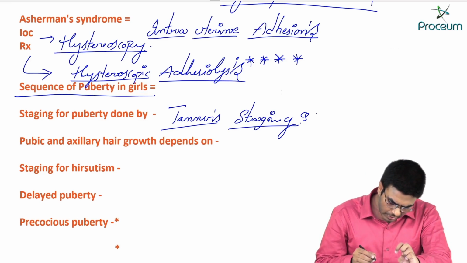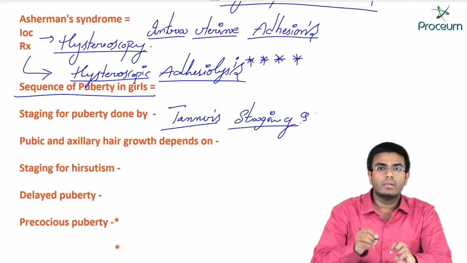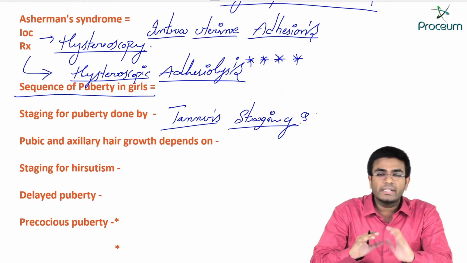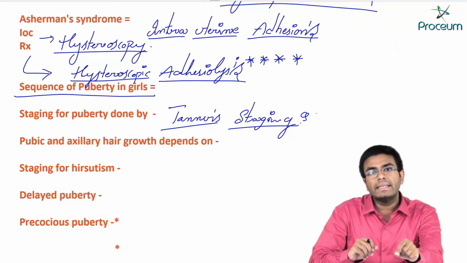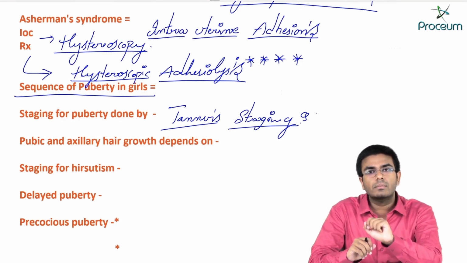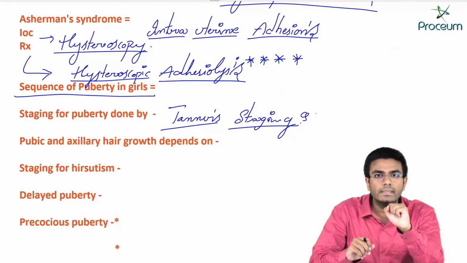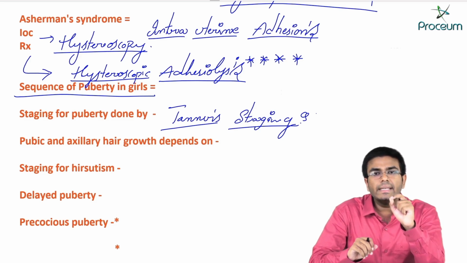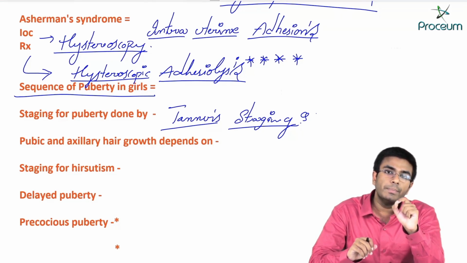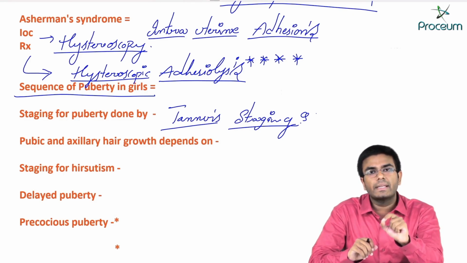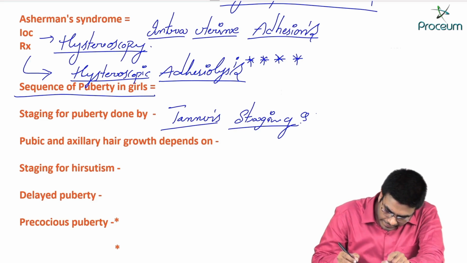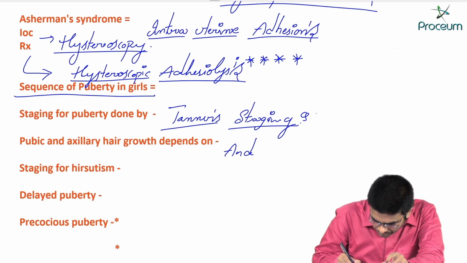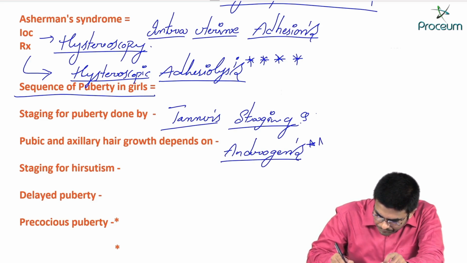Pubic and axillary hair growth depends on the secondary sexual characters. Breast development in a female is dependent on estrogens. But the axillary hair and pubic hair development depend on androgens, the adrenal androgens. Pubic and axillary hair growth depends on androgens, a very important MCQ.